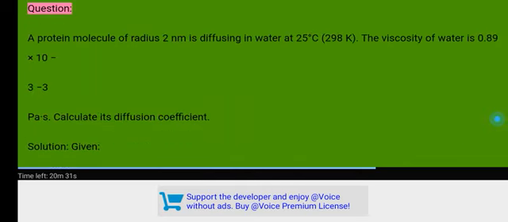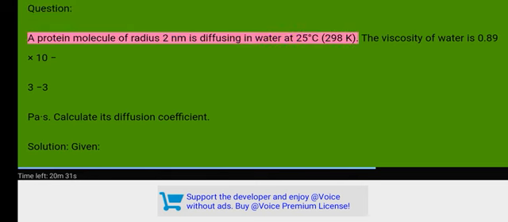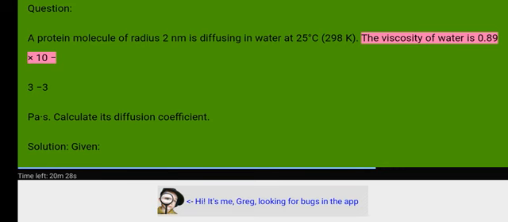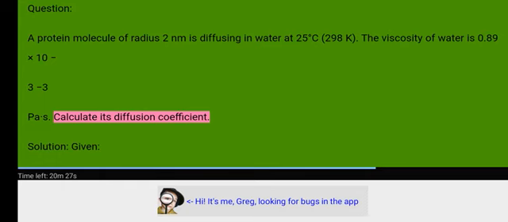Solved previous year question. Question: A protein molecule of radius 2 nanometers is diffusing in water at 25 degrees Celsius, 298 K. The viscosity of water is 0.89 times 10 to the minus 3 Pa s. Calculate its diffusion coefficient.